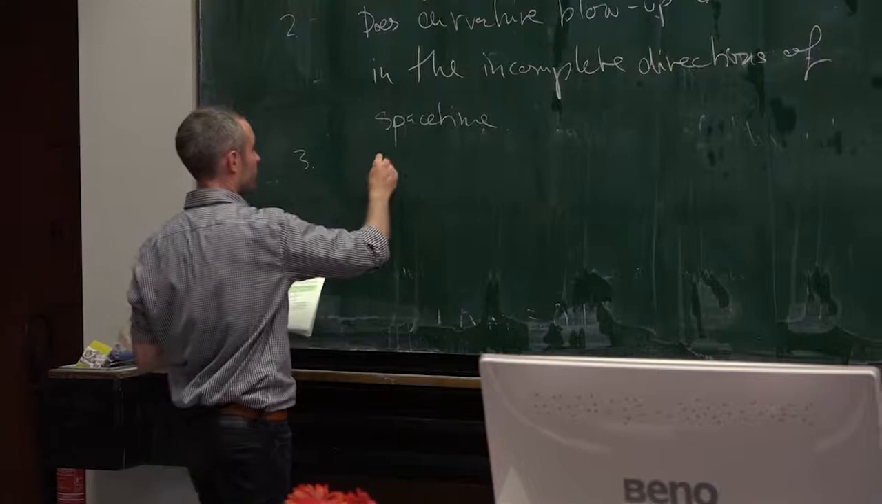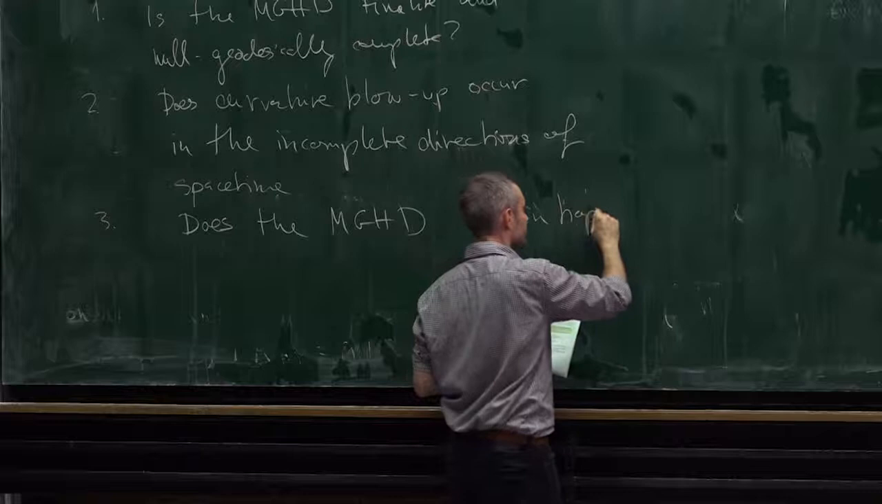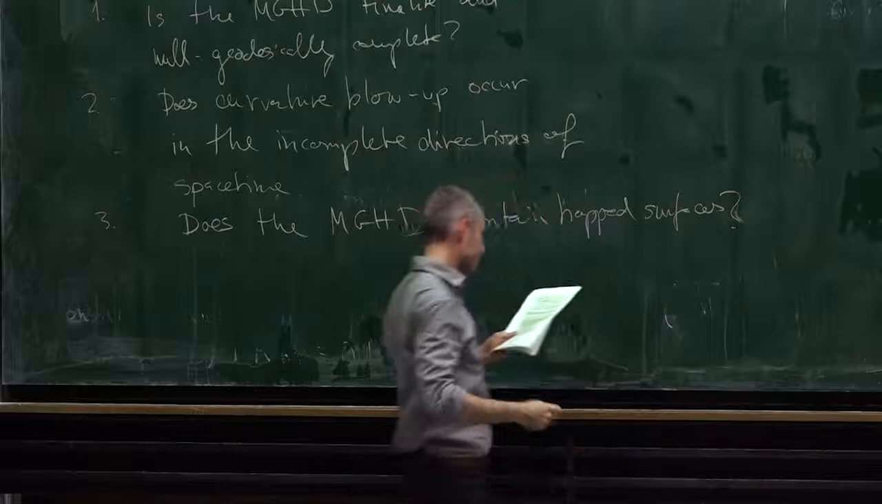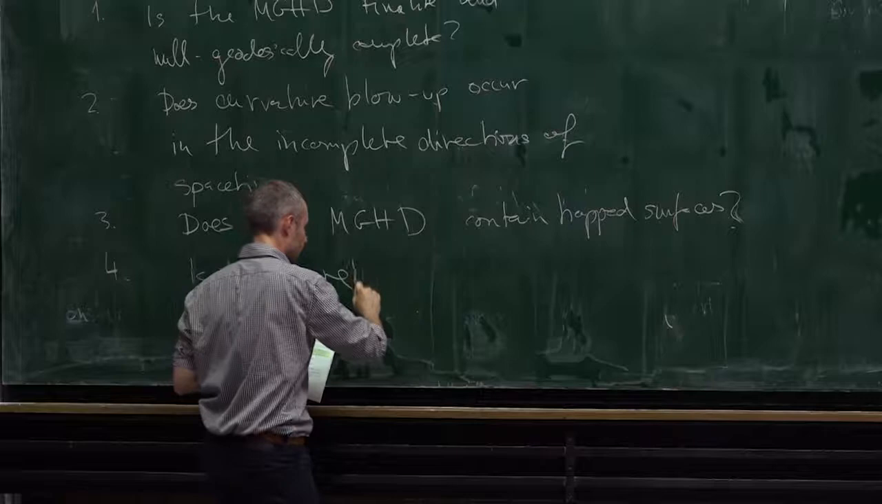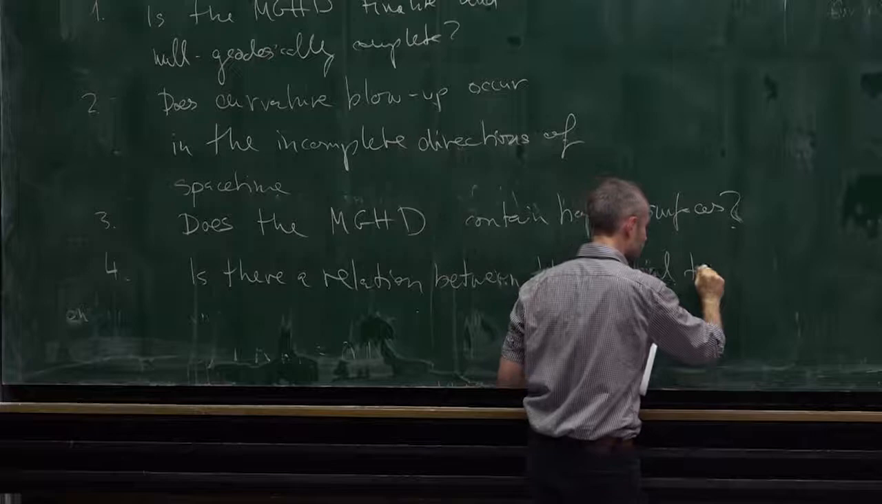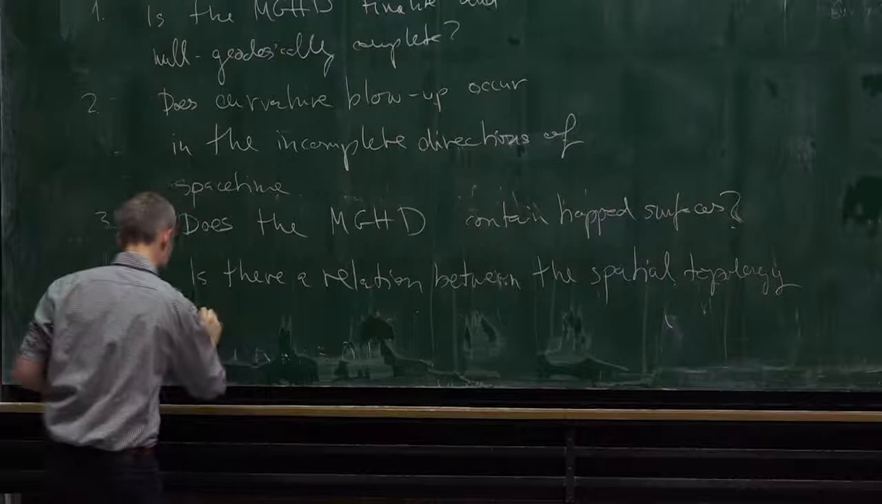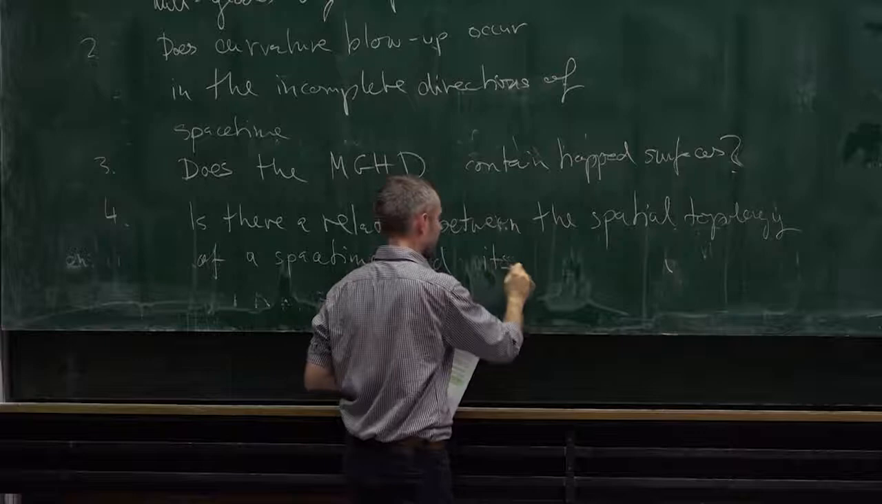Regarding black hole formation, one would, for instance, like to know, does the MGHD contain trapped surfaces? And a question which I already sort of mentioned by what I said before is, is there a relation between the spatial topology of a spacetime and its asymptotic behavior?